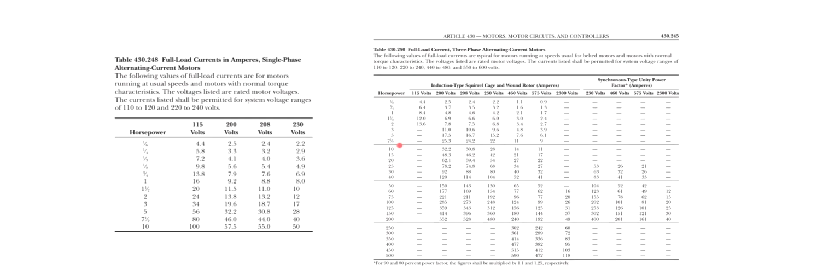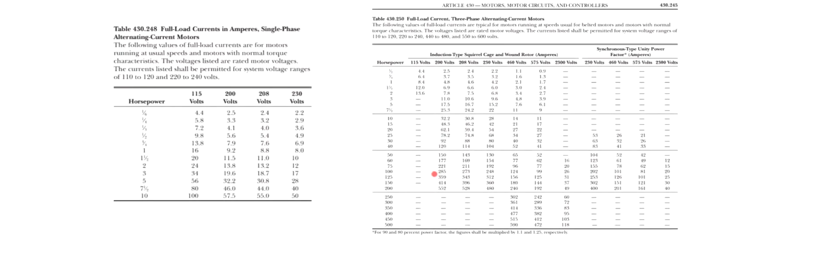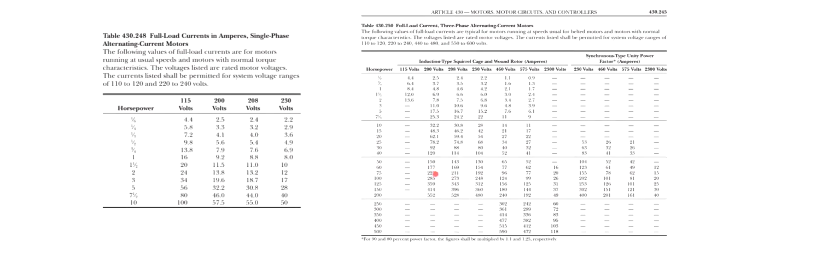And it reads the same thing. You read the horsepower on the left-hand side, and then your voltage. And this is for induction type squirrel cage and wound rotor motors. And this is, again, the amperage on that. But what I want you to take a look at is, where's it at? They don't have it on this one. Let's scratch that.